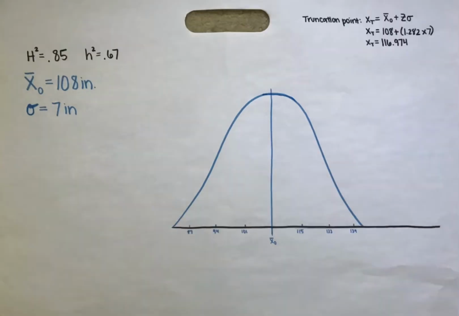To perform my selective breeding experiment to try to grow taller sunflowers, I first began by selecting the tallest 10% of my original population. My broad sense heritability was 0.85, and my realized heritability was 0.67.